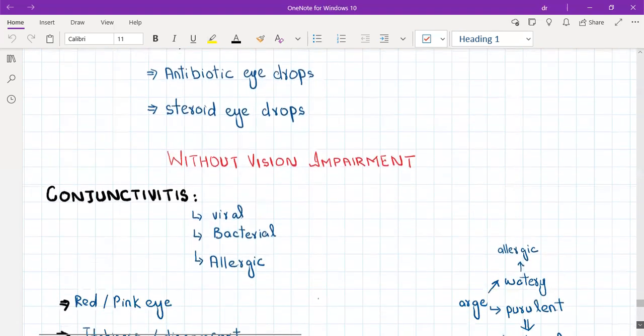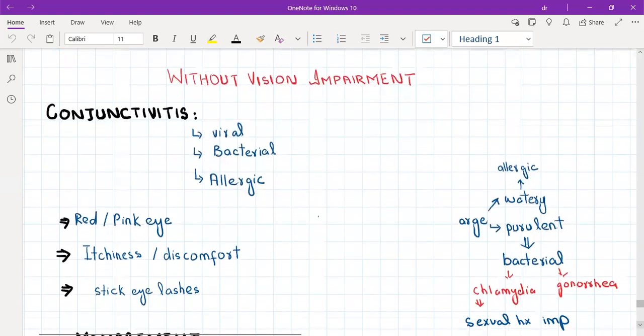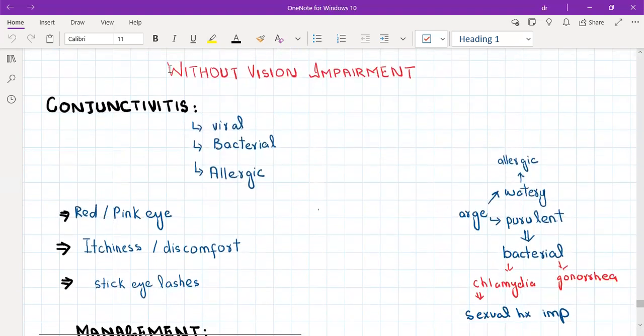So now let's discuss the differentials of red eye without visual impairment. Let's first discuss the cases where there is no pain. So basically conjunctivitis. Conjunctivitis, as you all know, is inflammation of the conjunctiva, and it's really common as well.